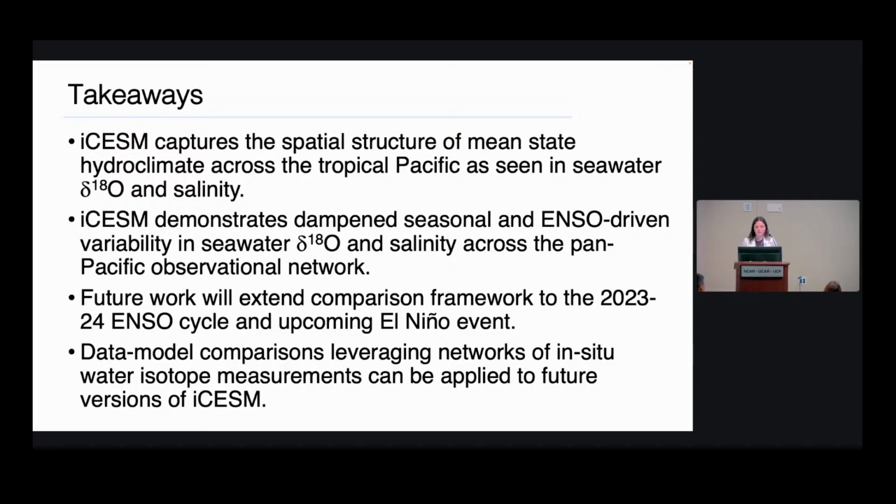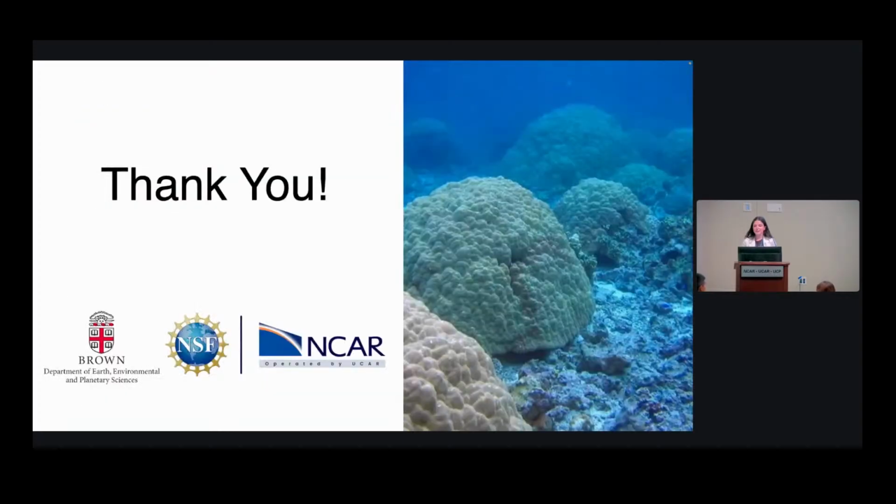Future work will extend this comparison to La Nina events and the 2023 to 2024 ENSO cycle, and possibly the upcoming El Nino event. Furthermore, this comparison can be applied to future versions of ICSM. So thank you, and I'm happy to take any questions if there's time.